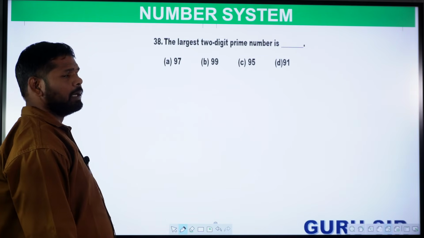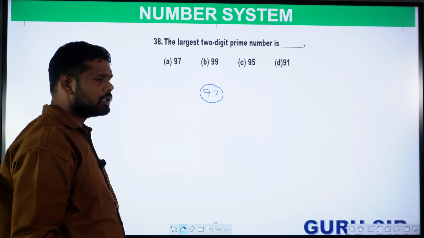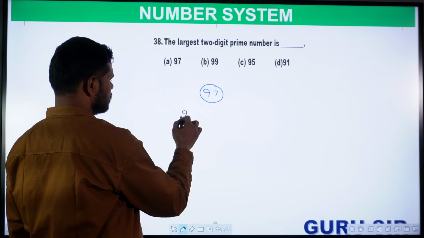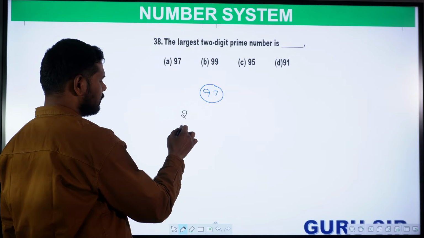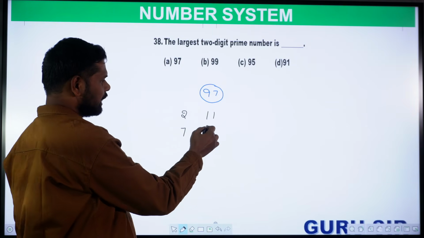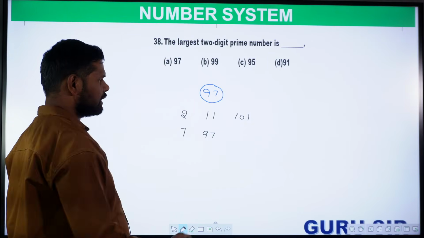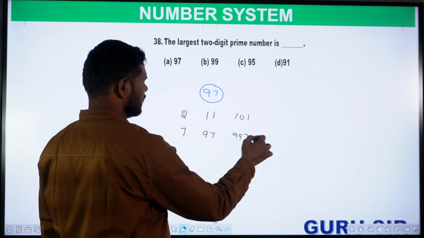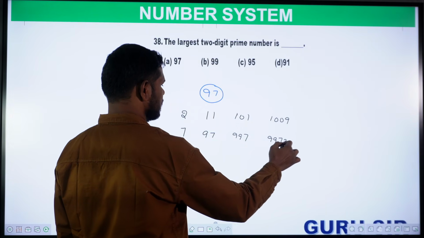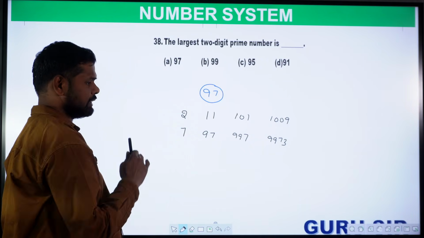Largest two-digit prime number. Largest two-digit prime number is 97. We discussed it there. Smallest single-digit prime number is 2. Largest single-digit prime number is 7. Two-digit smallest prime number is 11. Two-digit largest prime number is 97. Three-digit smallest is 107. Three-digit largest is 997. Four-digit smallest is 1009, 9973 is the largest. Right? Okay. Those are the smallest and largest prime numbers.